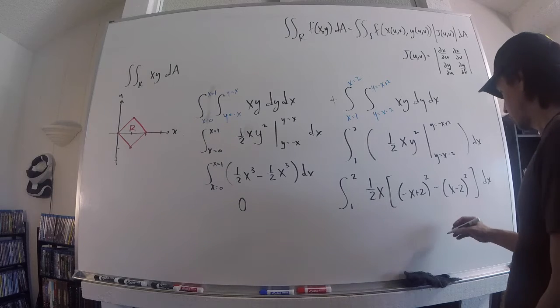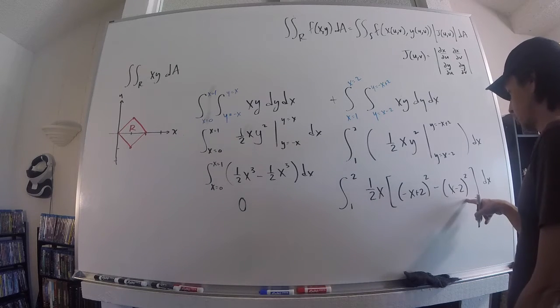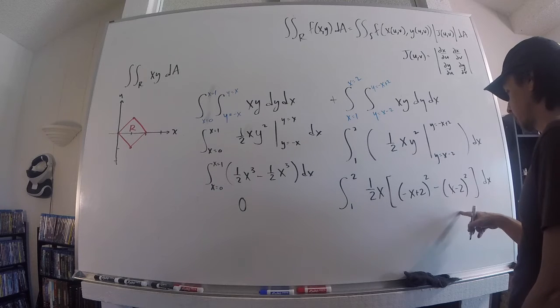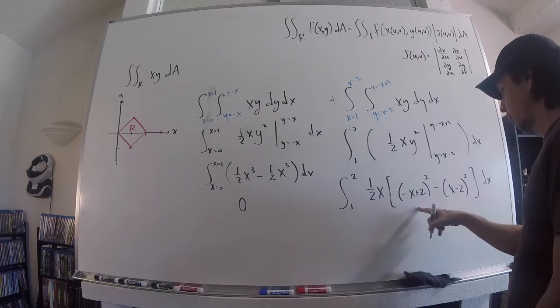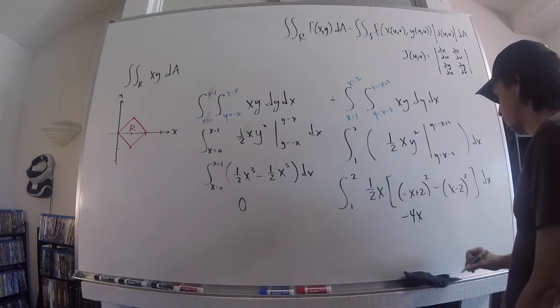Let me FOIL this out. x squared is going to cancel. I'm doing a lot of it in my head. The 4's are going to cancel. The middle terms will not cancel. I'll get a negative 4x there. Oh, it will.